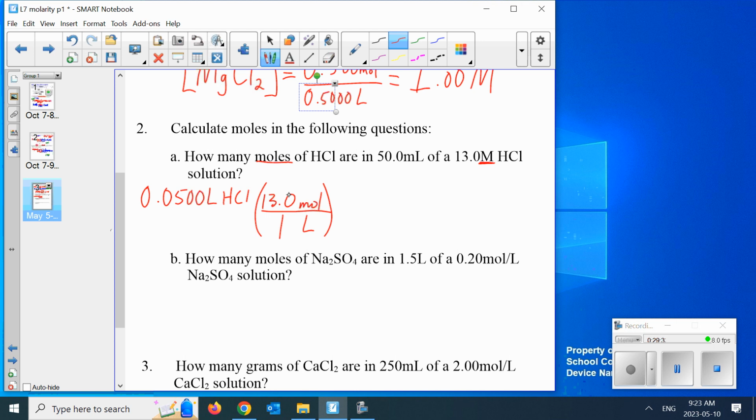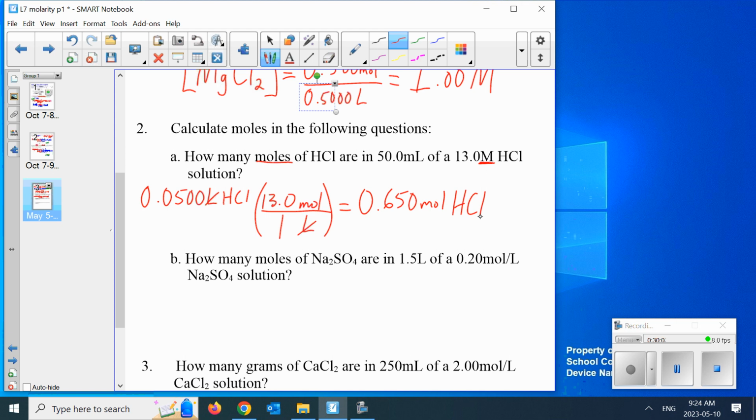So, 0.05 times 13. You know what? I just realized I created a question that's actually not practical. I'll explain why. 0.650 moles of HCl.